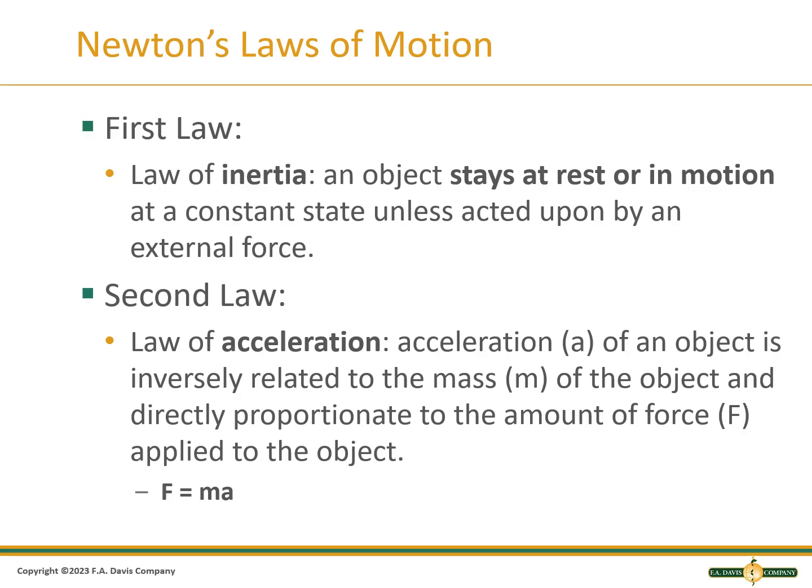On the flip side of that, the same force is going to accelerate an object with a smaller mass faster than it is a larger mass. So an object with a larger mass will accelerate at a slower speed than an object with a smaller mass when the force applied to it is the same. This law is where we get the equation for force, where force equals mass times acceleration.